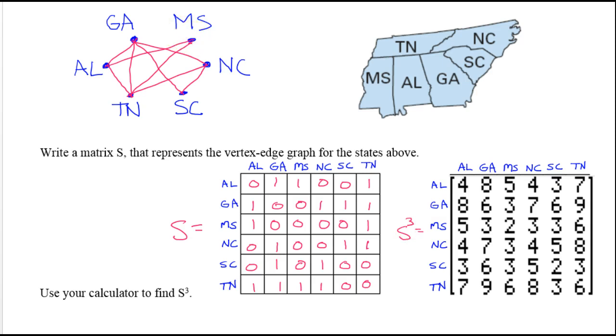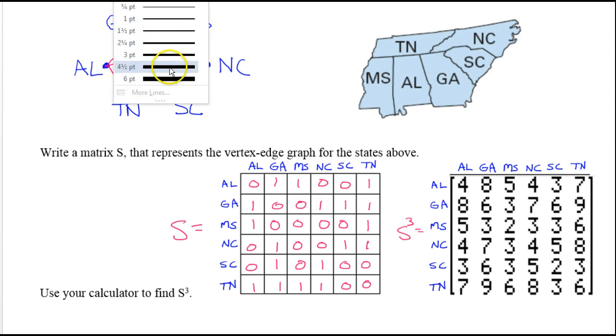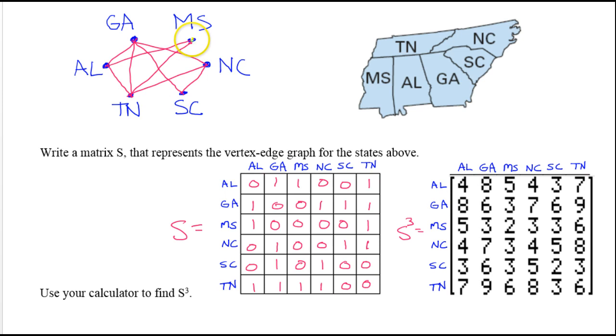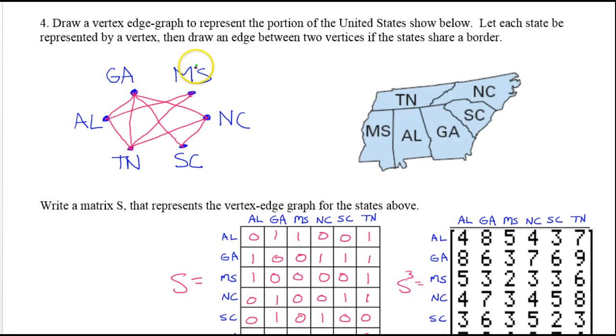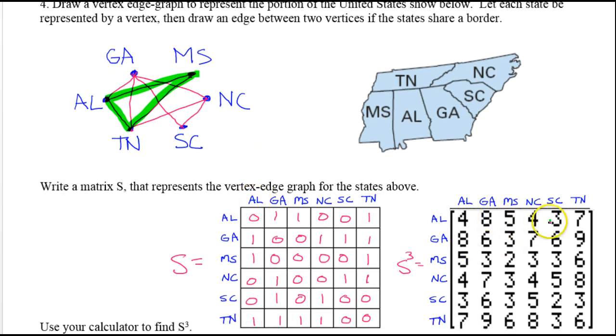So for example, maybe I'll use my highlighter to show this. Okay, so here's one way. I could go from Mississippi to Alabama to Tennessee back to Mississippi. So that's Mississippi back to Mississippi using 3 edges. Alright, now here's another similar but different path. I could go from Mississippi to Tennessee to Alabama and then back to Mississippi. Alright, that's a second way to get from Mississippi back to Mississippi using 3 edges. Okay, so that's what these numbers mean.